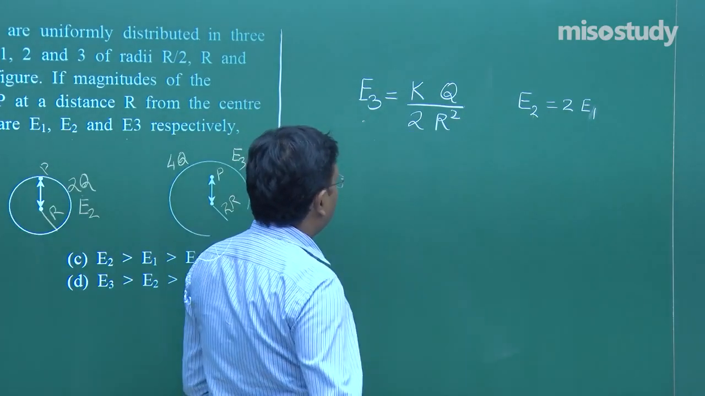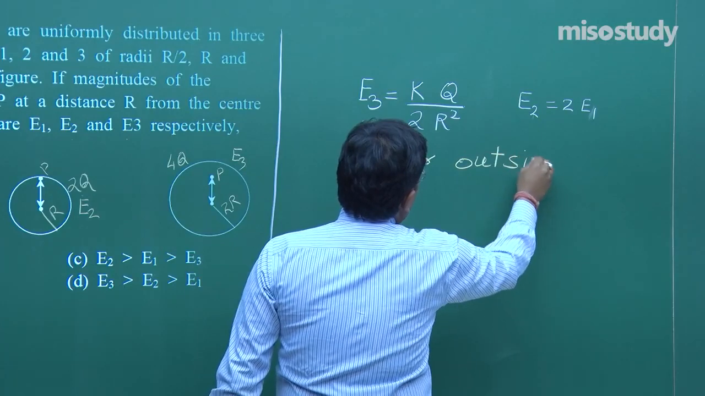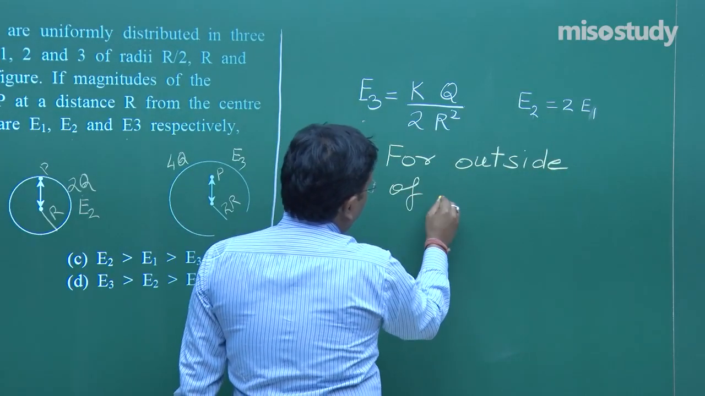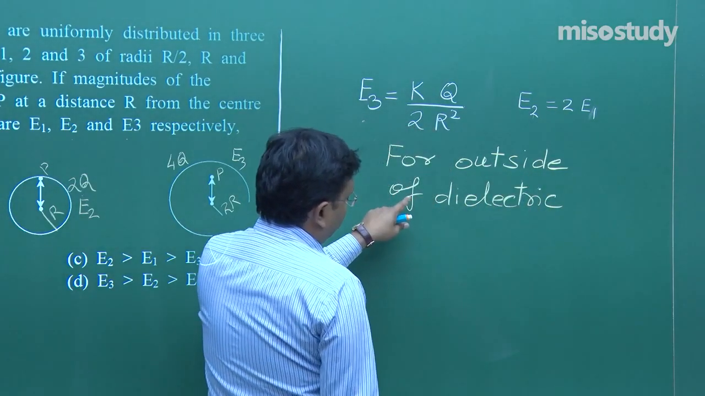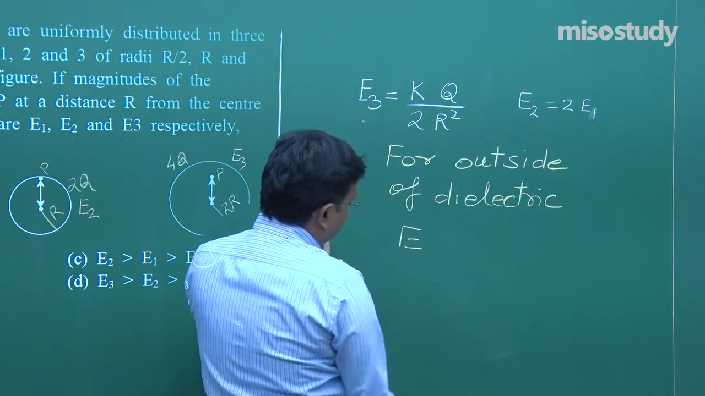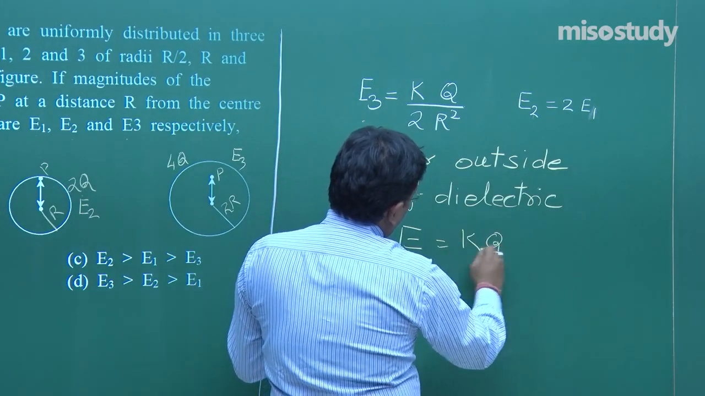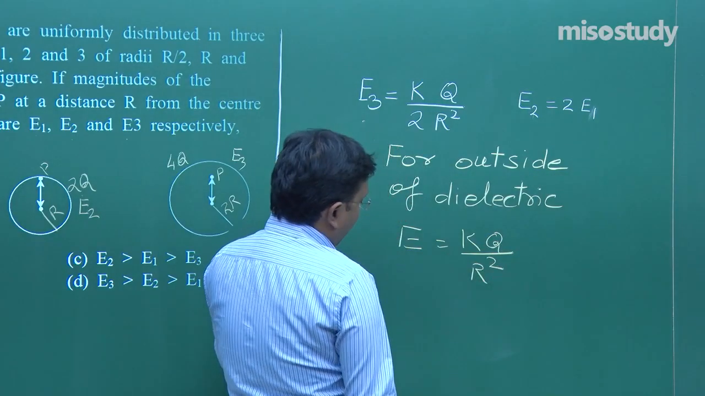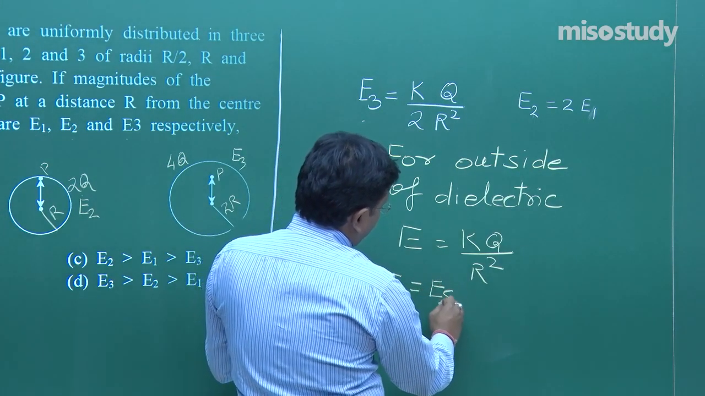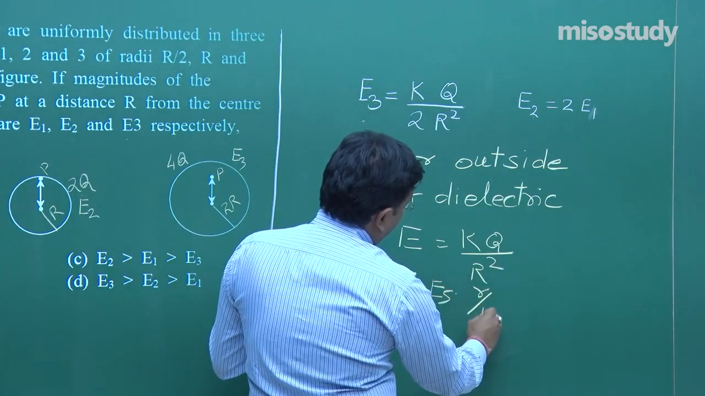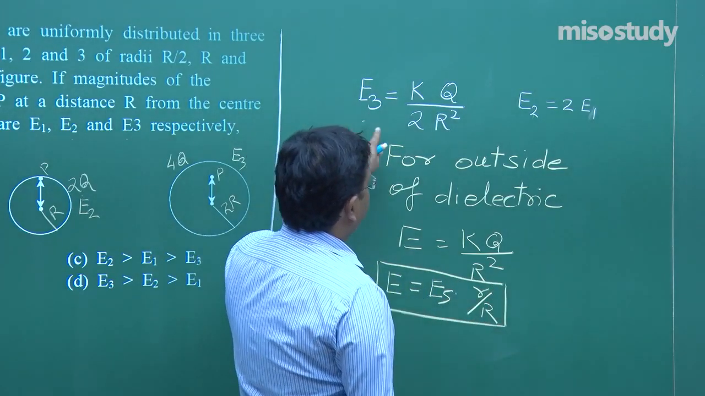Fine. To give you better understanding, I would like to mention that for outside of dielectric, E is equal to KQ upon R square. Fine. And at surface it is going to be E is equal to ES into R by capital R. So, this relation we used for understanding of this E3.